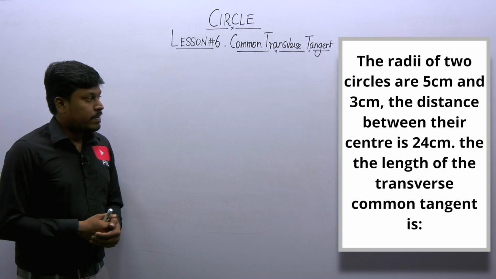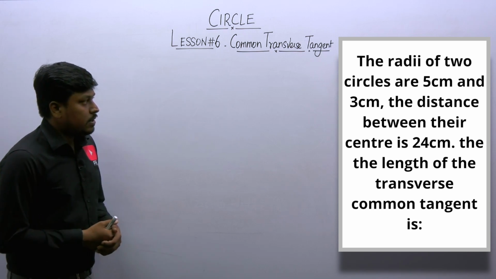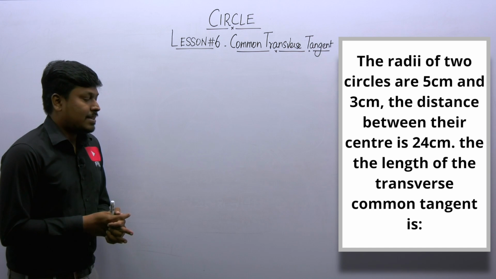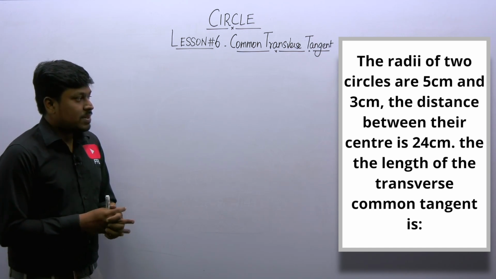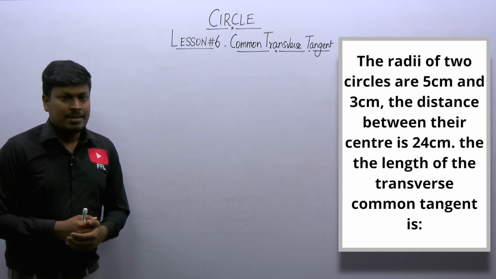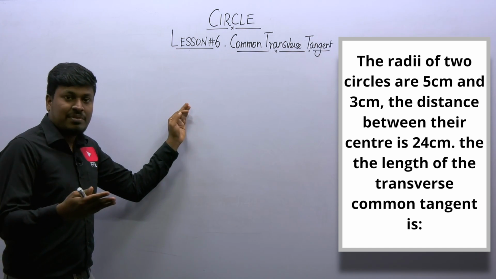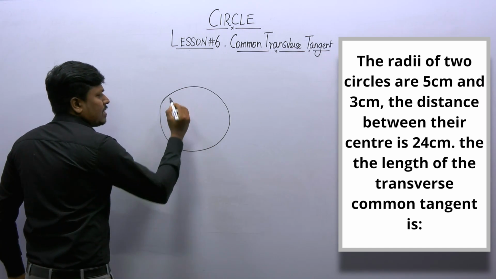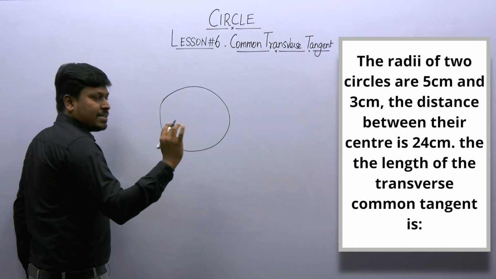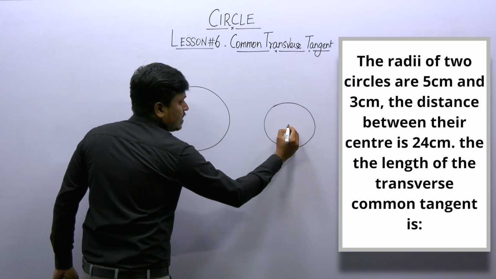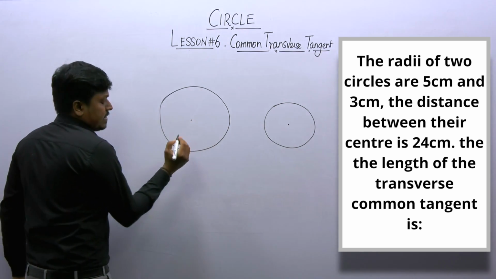Question number 2. The radii of two circles are 5 centimeter and 3 centimeter. The distance between the centers is 24 centimeter. Our target is to find the length of the common transverse tangent. The concept is similar to the previous question. First let me draw the diagram. Circle number 1 has a radius of 5 centimeter. Similarly let me assume this as circle number 2, which has a radius of 3 centimeter.